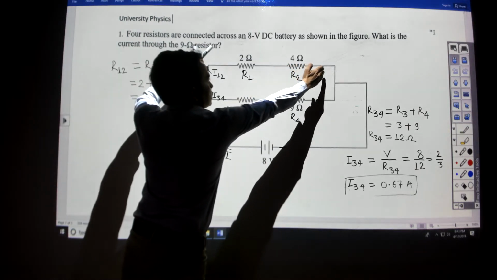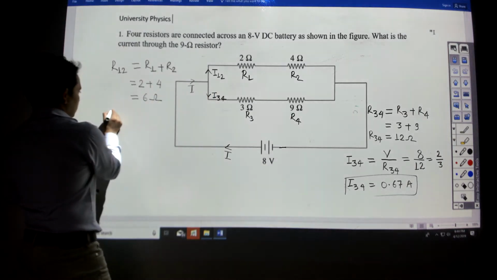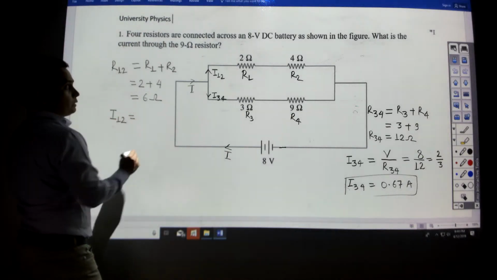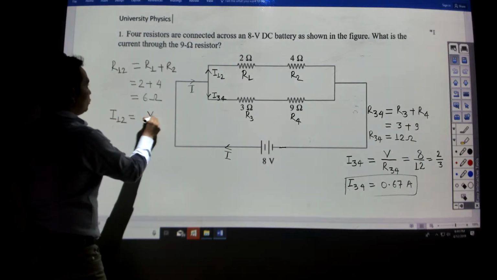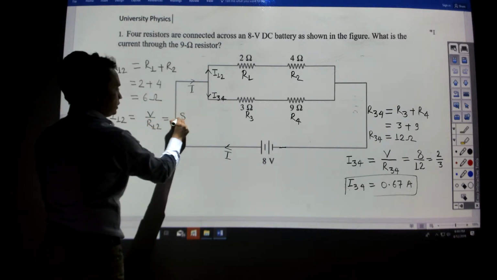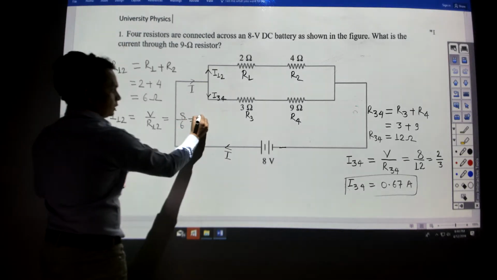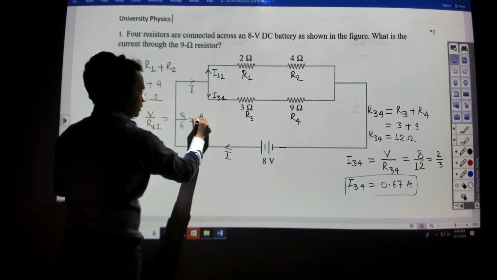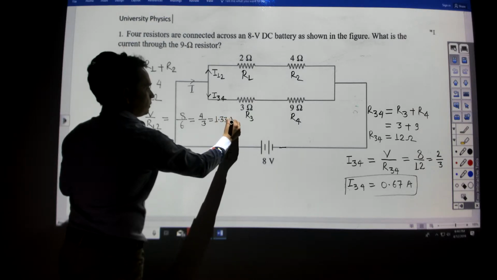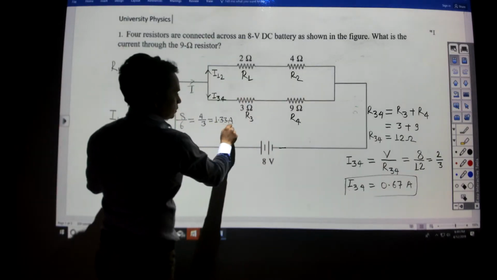What is the potential across these two? This is exactly equal to the applied potential. So the current I12 is given by V over R12, and the applied potential is 8 volt divided by R12, which is 6. So 4 divided by 3, which is 1.33 amp. Okay, so the current through R1 and R2 is exactly equal to 1.33 amp.